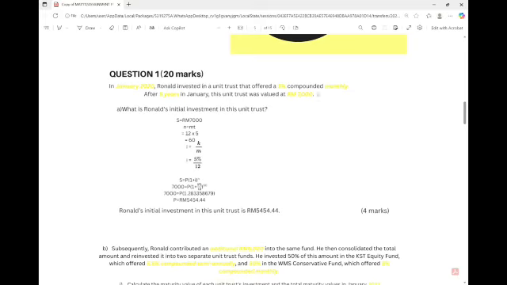Question 1A. How to find the initial investment in this unit trust? So, S equal to RM7,000. So, kita dapat 7,000 daripada soalan. So, we should find N. N equal to MT. M is 12, T is 5. So, how to find N? 12 darab 5. So, kita akan dapat 60.